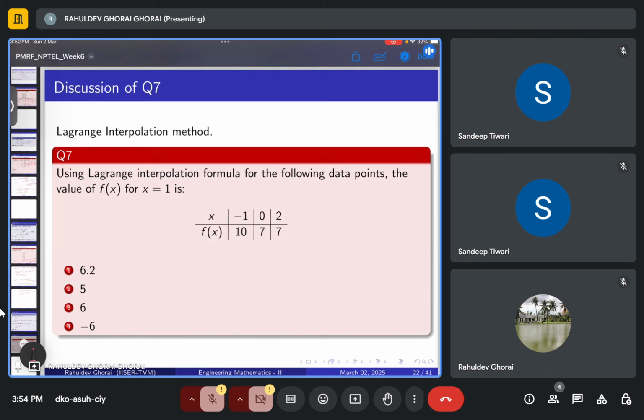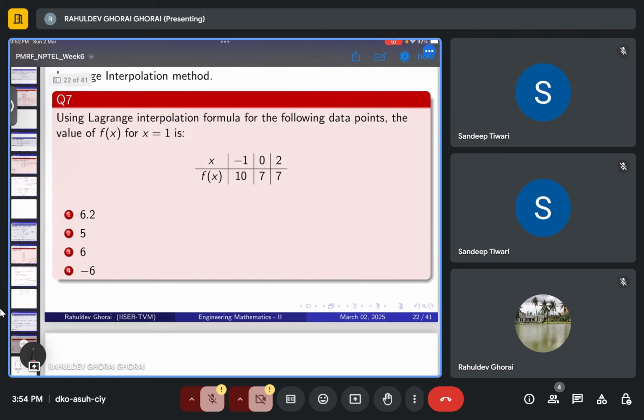Okay, I'll write maybe the Lagrange interpolation formula. Okay, that I will write. So it's 3 points, right? So then the polynomial will be of degree 2. P2(x) will be like this.